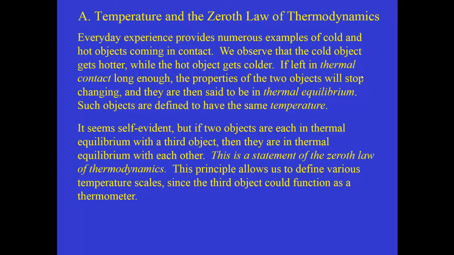It seems like it probably should be self-evident, but the so-called Zeroth law of thermodynamics states an important fact, and that is that if two objects are in thermal equilibrium, each with a third object, then they're in thermal equilibrium with one another. And so this principle allows us to define temperature scales, because that third object could function like a thermometer.